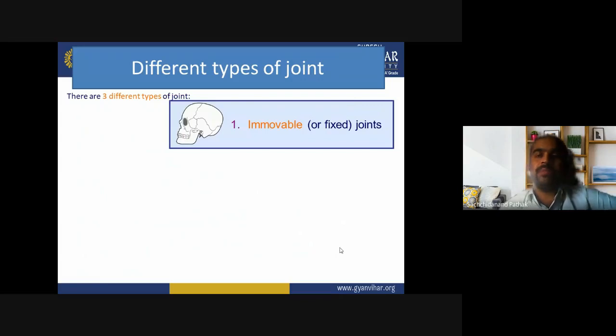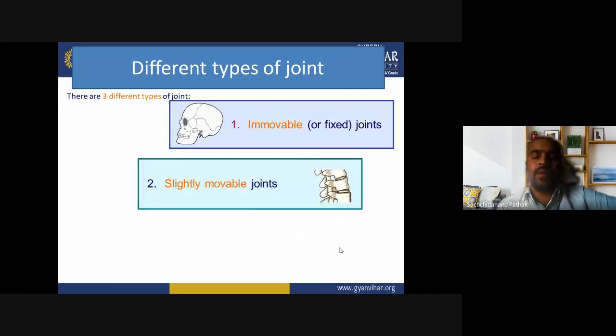The first one is the immovable. You can also say immovable joints are fixed joints. We know an immovable joint cannot be moved. In any circumstances, in any condition, it is not going to move. That is called the immovable joints. These joints are classified according to the movement.